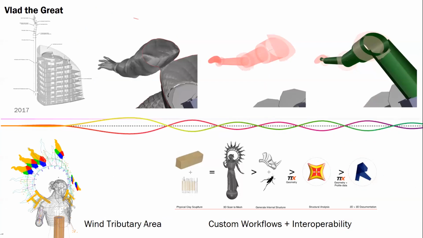Vlad the Great, an interesting project, proposal for a 30-meter tall statue to sit atop the largest tower in Russia, Federation Tower. Essentially, this was a project that required a very custom workflow. We had a complex mesh model provided by the artist, which was literally carved from clay. We had to develop a custom script to find the centroids of all the geometry to place structural steel objects.